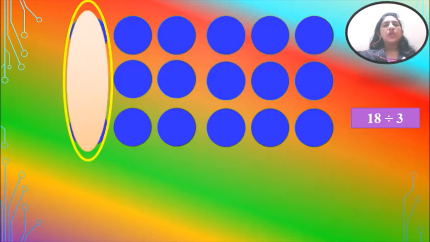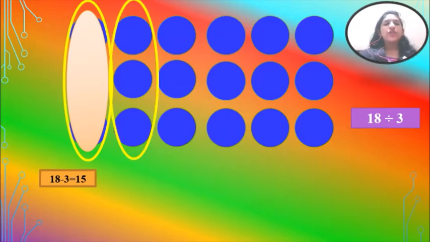Let us take an example here. I have 18 blue circles with me and I want to distribute them to my students in such a way that each one gets 3. So I will take one group of 3 and distribute it to one of the students. So out of 18 I will subtract 3, and how many circles am I left with? Yes, I am left with 15.